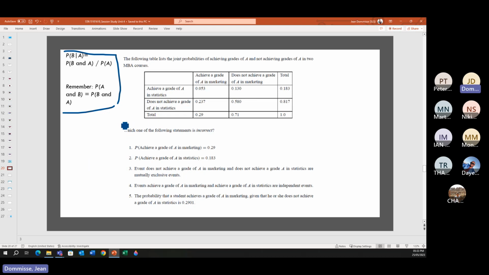Interrupt me at any time when you have questions. Please ask when something is not clear. Okay, they give us this table, so let's just look at things in this table before we even go to what they're asking us. So we see here that we are looking at students that achieve a grade of A in marketing or they don't, with a combination of an A in statistics or not.